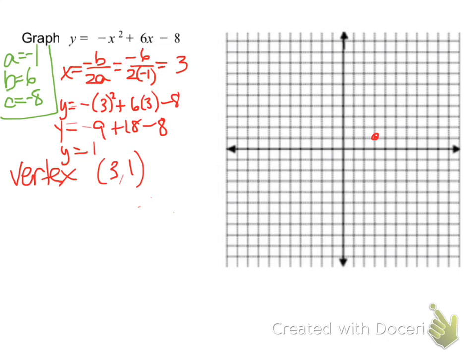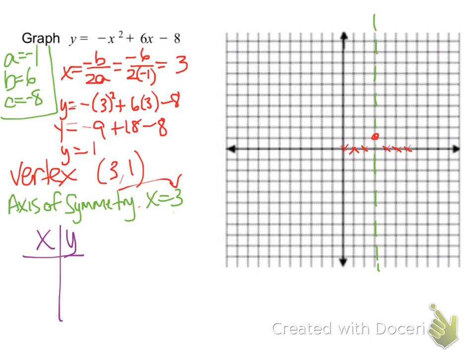So I'm going to go ahead and plot that point. And then my axis of symmetry, since I've got my vertex, is x equals whatever that x-coordinate is, so x equals 3. And I can draw my axis of symmetry in. Now I could pick points for my t-chart, either 3 points to the left, so 2, 1, or 0, or I could pick 4, 5, and 6. So 3 points on one side or the other. It really doesn't matter. But for my t-chart, I pick the values on the left.